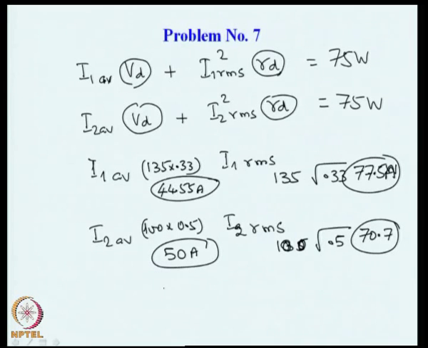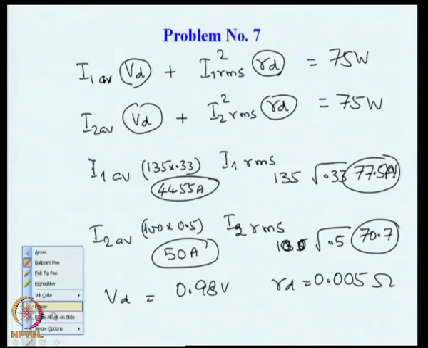So, if we plug it in, it is two equations with two variables, and VD can be calculated to be 0.98 volt and RD can be calculated to be 0.005 ohm. Okay. So, in such applications, if we know the power dissipation and the operating conditions of two different situations, it is possible to separate the model parameters of voltage drop and dynamic resistance.